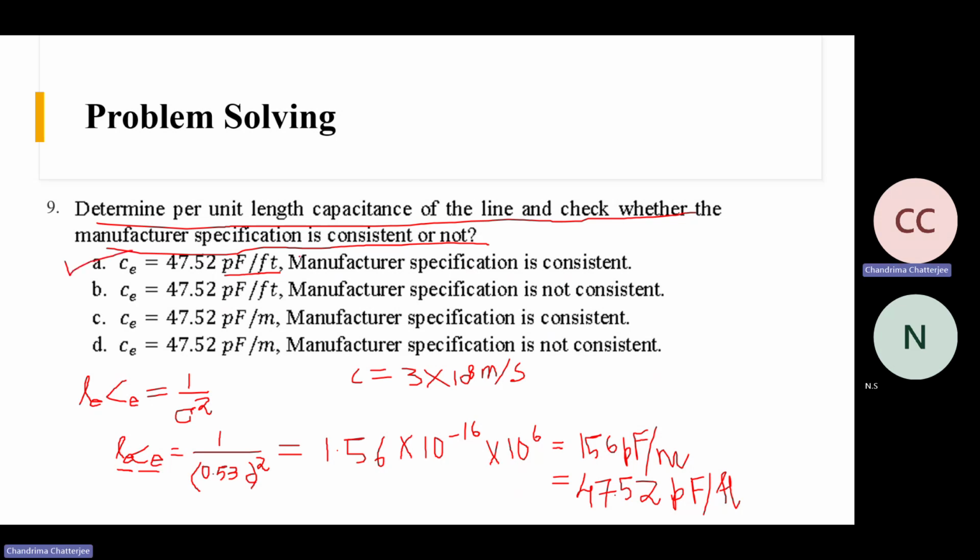Picofarad per feet. And why is the manufacturer specification consistent? Because when we are calculating LE CE, this is actually matching with this velocity expression, 1 by c square. Here it is not exactly 1 by c square. It is lower. The velocity is lower than that. But suppose we call it c dash, this expression is matching. So option A is the correct answer.